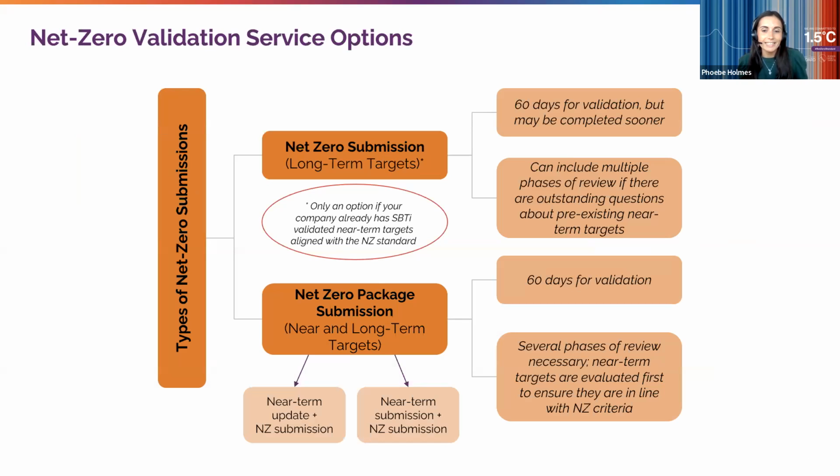So after the release of the groundbreaking net zero standard, the SBTi expanded its service offerings to include validation for both near and long-term targets. And as mentioned, there are two main types of net zero validation options: net zero submissions and net zero package submissions. And both of these options are based on a 60 business day validation turnaround from the start of the contract. So if your company already has SBTi validated near-term targets that are aligned with the SBTi net zero criteria and you don't wish to update your near-term targets, you can pursue a regular net zero submission. This option is only for companies that need to get their long-term targets validated.